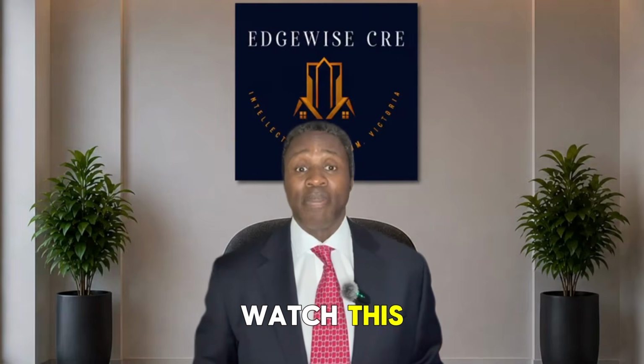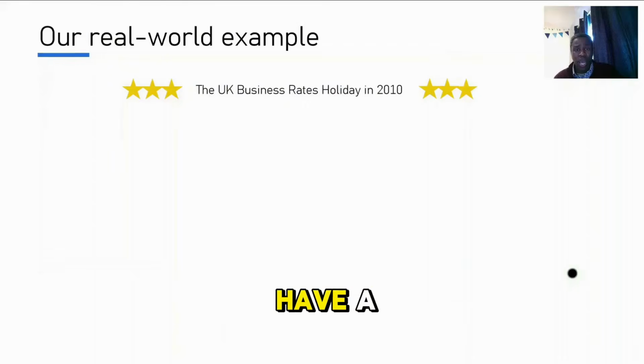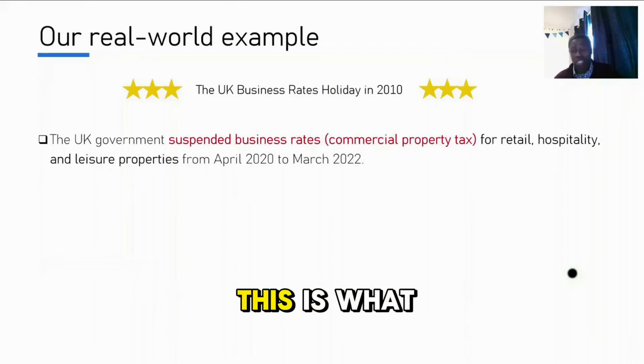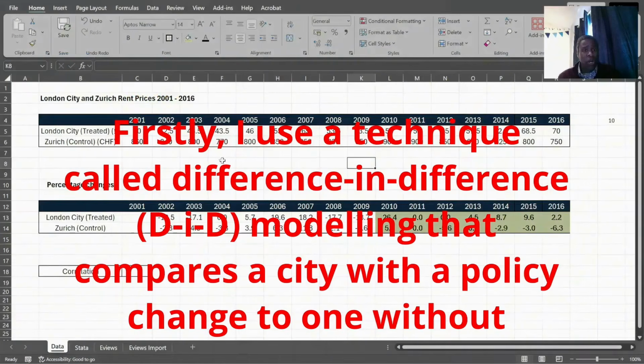But first, just watch this. The UK government said that they were going to have a suspension of business rates. This is what we call the commercial property tax. So here we are with our real world example.